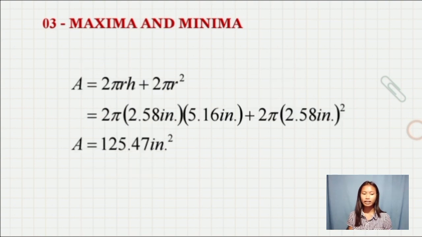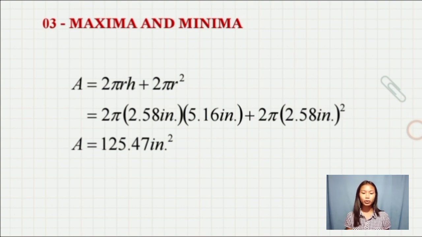To solve the area of the closed cylinder, we will now substitute all the answers we have gathered into each formula. So 2 pi multiplied by 2.58 inches times 5.16 inches plus 2 pi times 2.58 inches squared equals 125.47 inches squared.